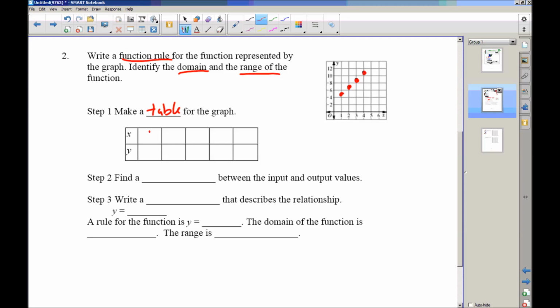So the input 1 made an output 5. That's this guy right there. Then the input 2 makes the output 7. And so forth. 3 makes 9, and 4 made 11. And we didn't need that last spot there. All right, so here we go. We're going to find a pattern between the input and output values, or relationship.